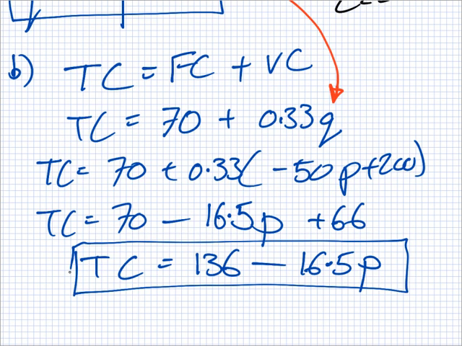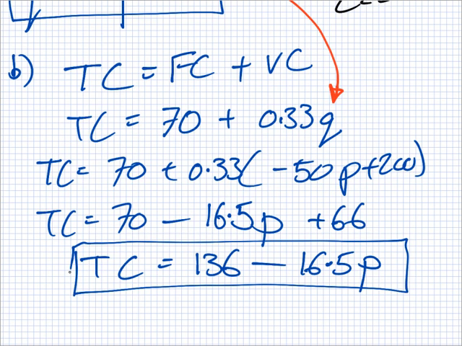Right. Now more interesting is, what if we set the price to be 0? We get 136. So you have to pay the fixed cost and the cost of making those 200 free copies. Okay. Right, next part now.